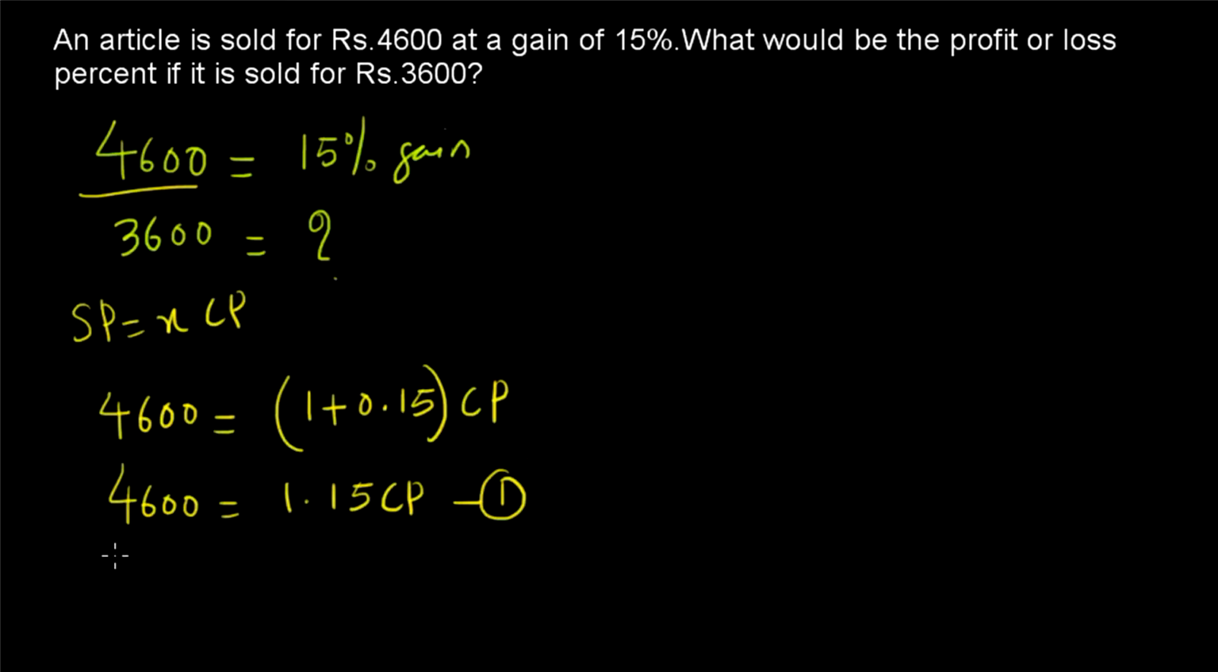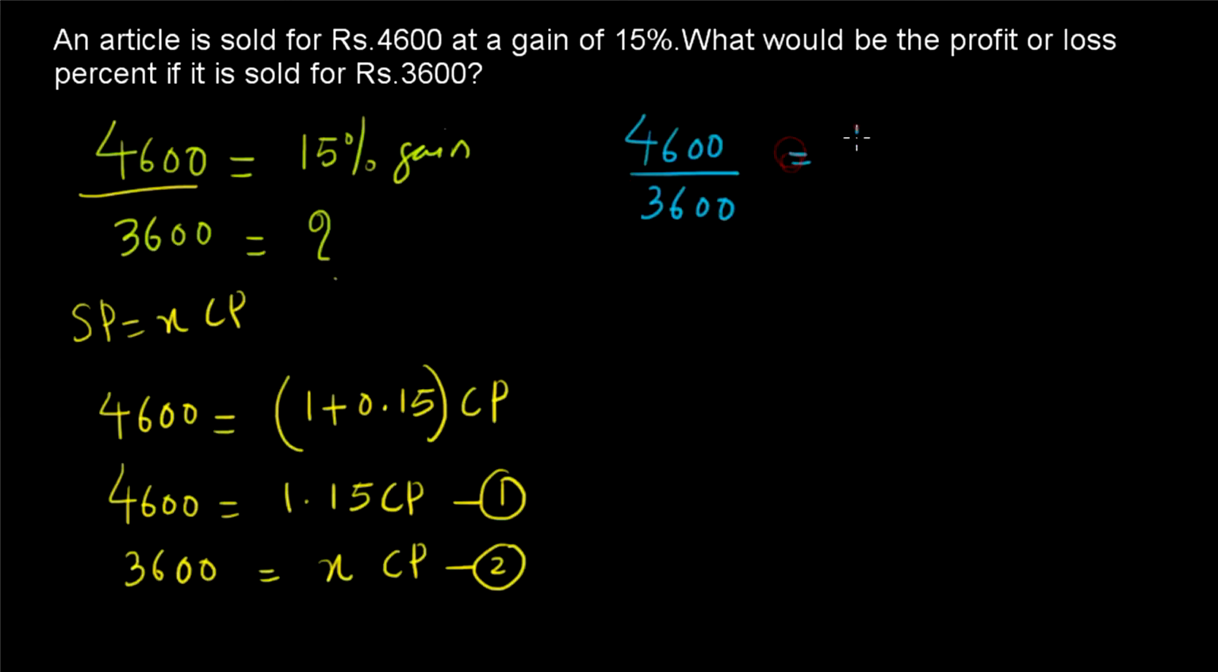And what about our second equation? 3,600 is equal to, we don't know whether it is a profit or a loss, so we are representing it by X into CP. Now 1 by 2. So what will we be getting? 4,600 divided by 3,600 is equal to 1.15 divided by X. CP and CP get cancelled out. So no need to determine CP. We can just write the equation.